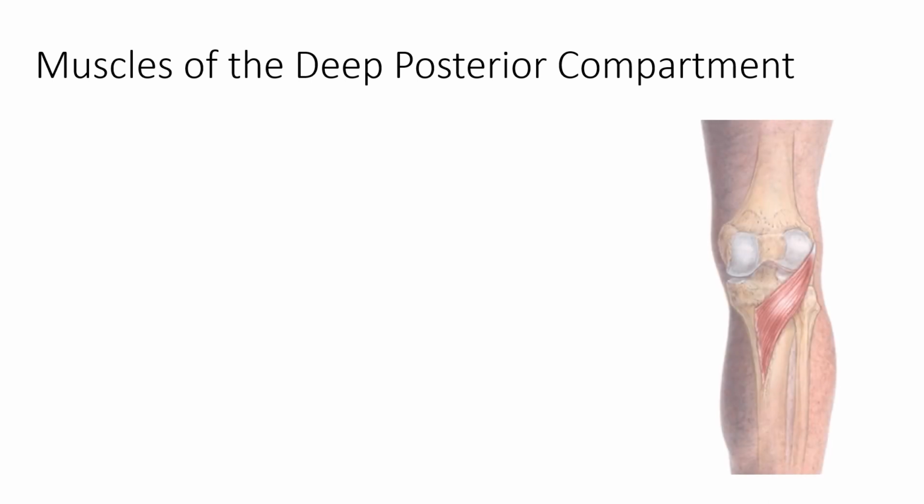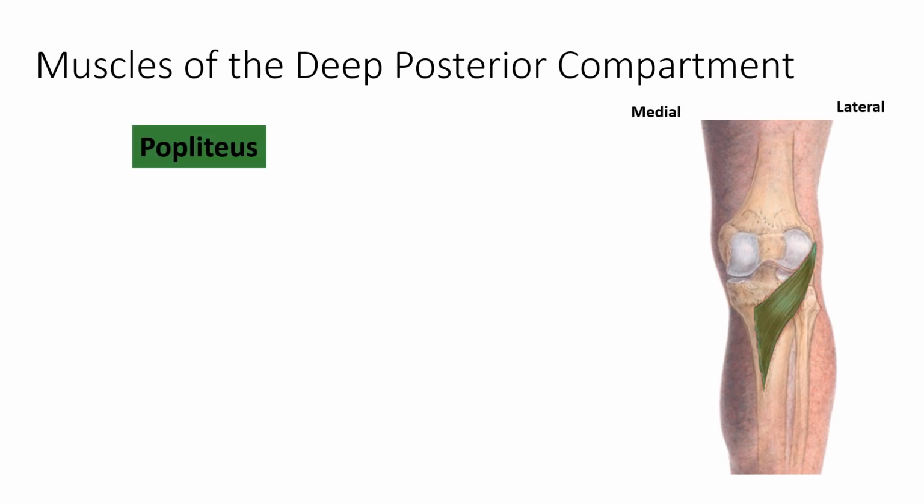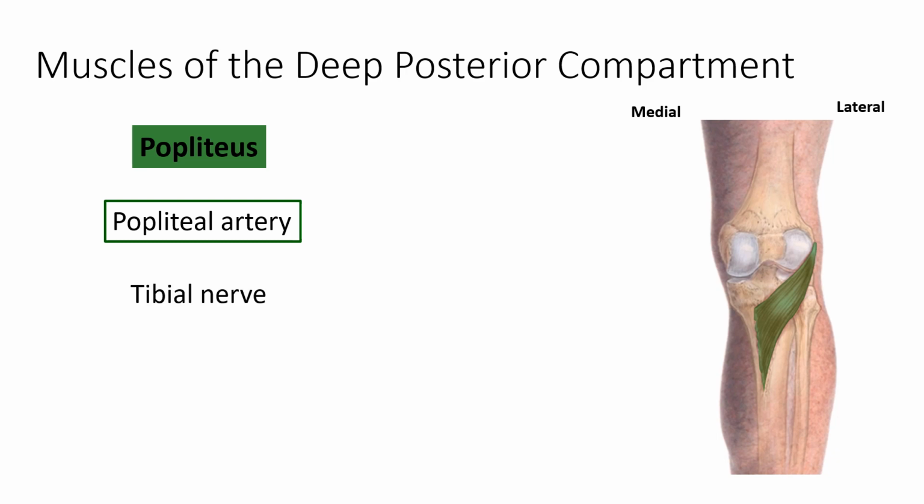So the first muscle I'm going to talk about is our popliteus muscle. Orienting you on this picture, we have medial on this side and lateral on this side. We can see this muscle attaches on that lateral aspect of the femoral condyle and the lateral meniscus of the knee. And it extends more medially and attaches on the posterior tibia. This muscle is supplied by the popliteal artery and it's innervated by the tibial nerve.